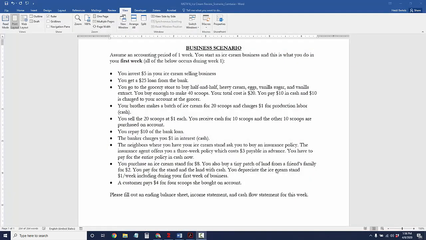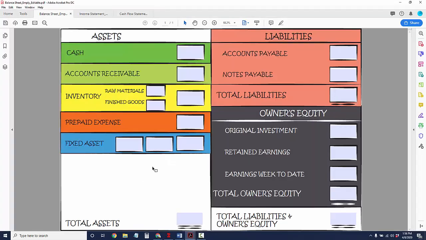Okay, so back to our scenario. The first transaction that we see here says you invest $5 in your ice cream selling business. How is that going to affect our financial statements? So I'm going to pull up the financial statements now. The first financial statement that we should look at is the balance sheet. So remember, the transaction was you invest $5 in your ice cream selling business. How is that going to affect the balance sheet?